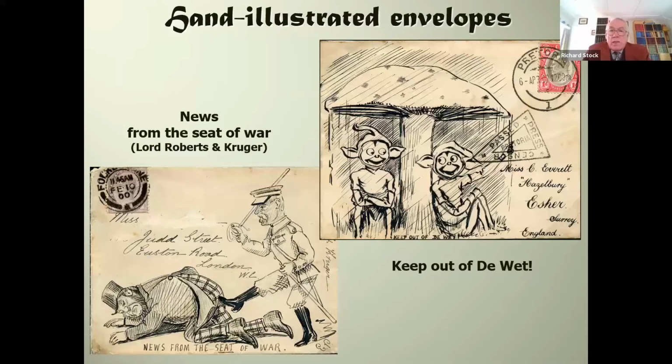It's also a good idea to include some amusing items. And here we've got a couple of illustrated envelopes. During the Anglo-Boer War, British soldiers, if they were on guard in remote locations, had time on their hands, and a lot of them resorted to illustrating covers and envelopes, documents, and making souvenirs to bring home when the campaign's finished. So there's a couple here. "Keep out of De Wet." De Wet, of course, was one of the leading Boer generals. And "News from the Seat of War, Lord Robertson, Kruger."